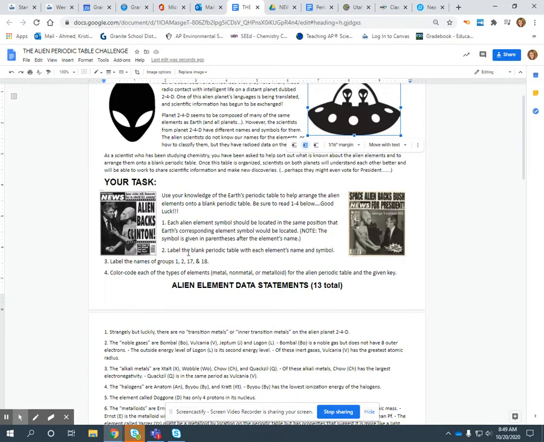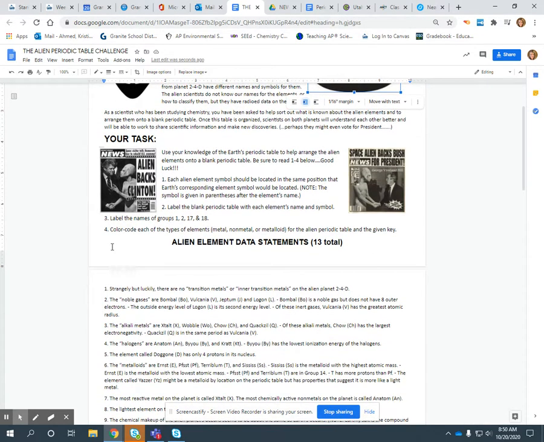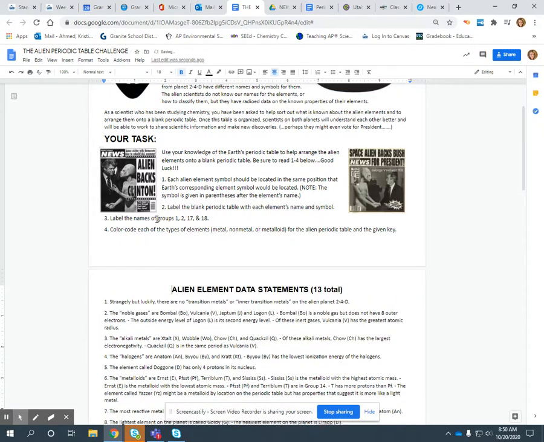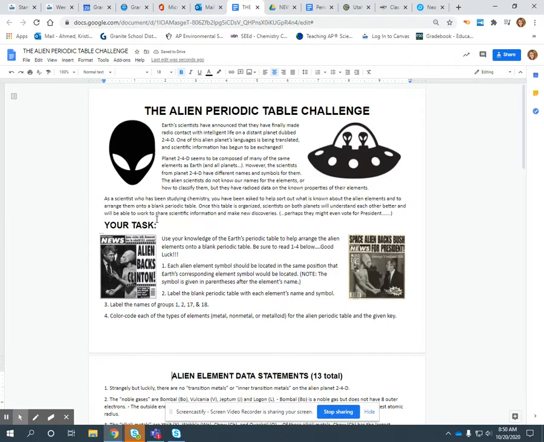Step number 2 is to label the blank periodic table with each element's name and symbol. Step 3, you're going to label the names of the groups 1, 2, 17, and 18. And the last step is to color code each of the types of elements, the metals, the nonmetals, or the metalloids. Okay, so here are the data statements, the clues to help you figure out where these alien elements are supposed to go.